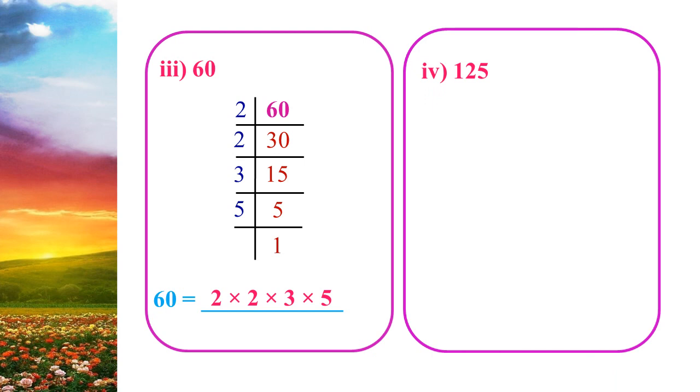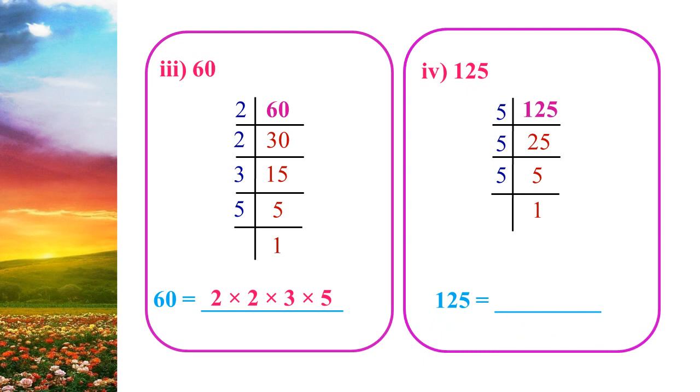The fourth question 125 using short division method, on dividing by 5, 25 fives are 125. On dividing by 5, 5 fives are 25. On dividing by 5, 1 five is 5. Prime factors of 125 is 5 into 5 into 5.